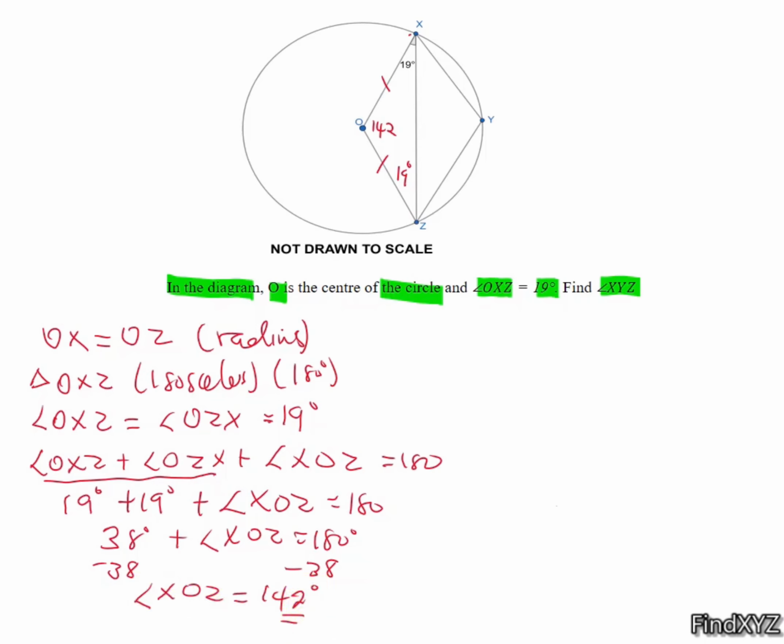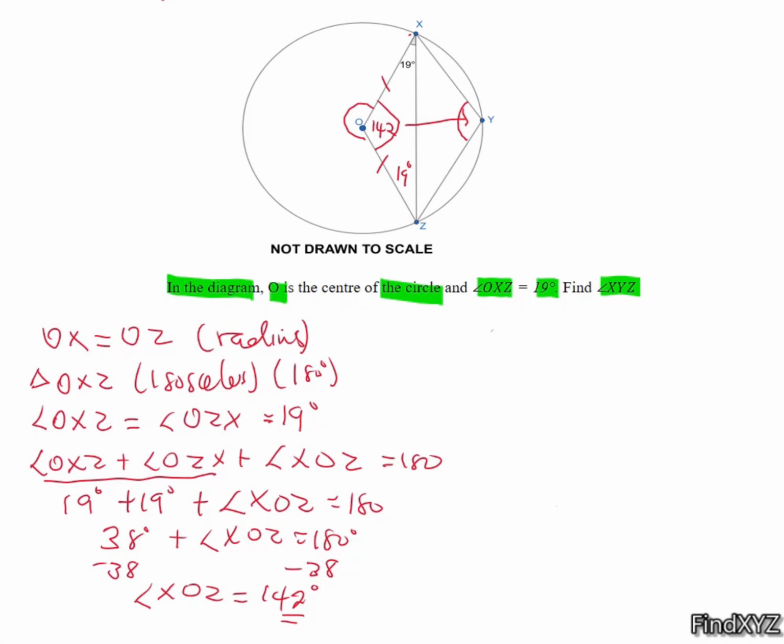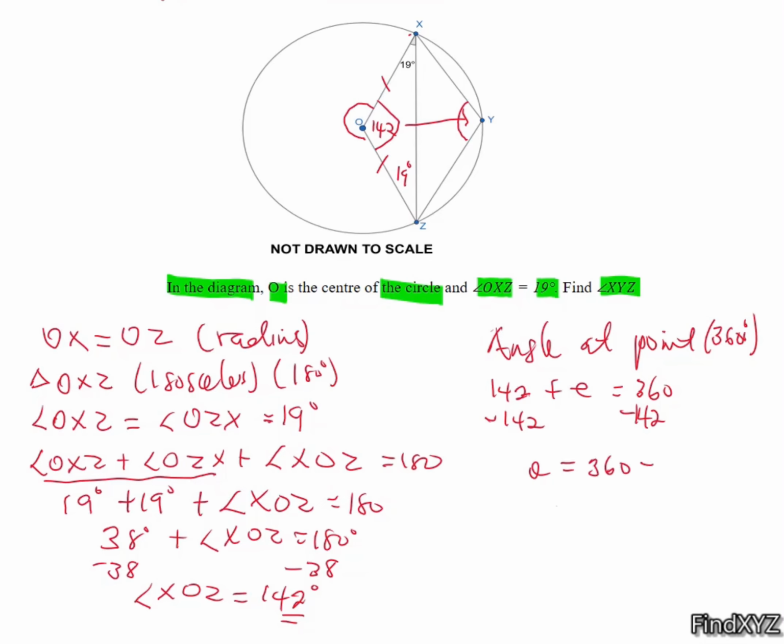We have an angle at the center. However, we cannot say that this angle at the center is equal to this angle, right? But once we find the exterior angle, then we can say the exterior angle at the center is twice angle XYZ. Let's find the exterior angle. Angles at a point sum up to 360 degrees. So 142 plus the exterior angle should be equal to 360. We take away 142 from both sides of the equation. The exterior angle is equal to 360 minus 142, which gives us 218 degrees. The two should sum up to 360.